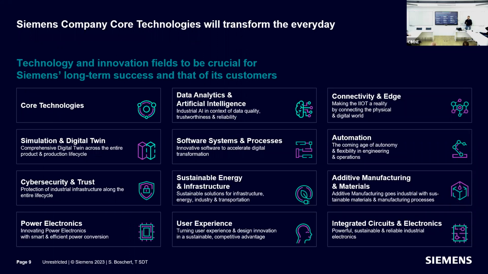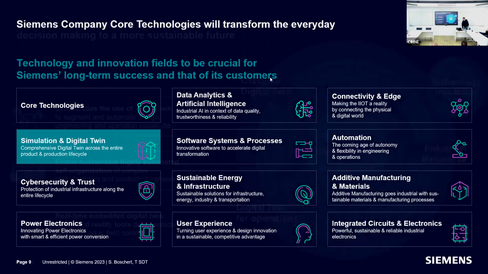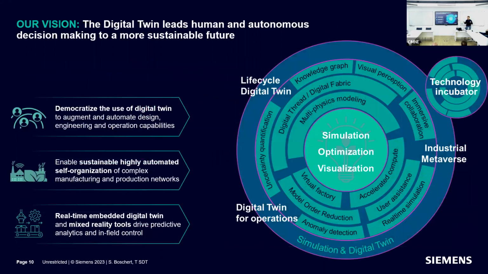Within Siemens technologies, we identified several company core technologies, which are the technologies we focus our research on. They span from data analytics to integrated circuits, power electronics to additive manufacturing, or here the part where I am from, which is simulation and digital twin. In this department, simulation is one of the key features, but also optimization and visualization. These are our central core technologies on which we build our applications, and we focus right now on these three aspects: how the digital twin will influence or behave during the life cycle of a product.